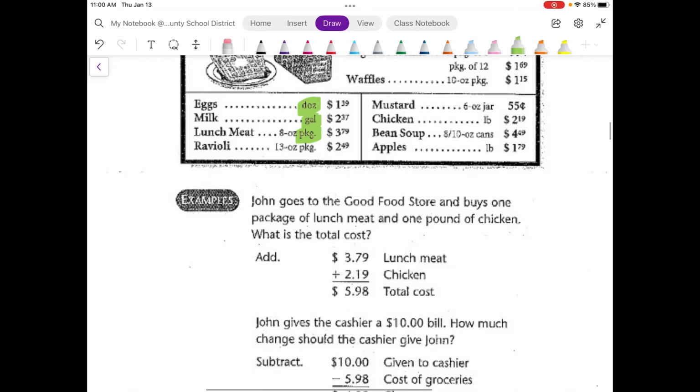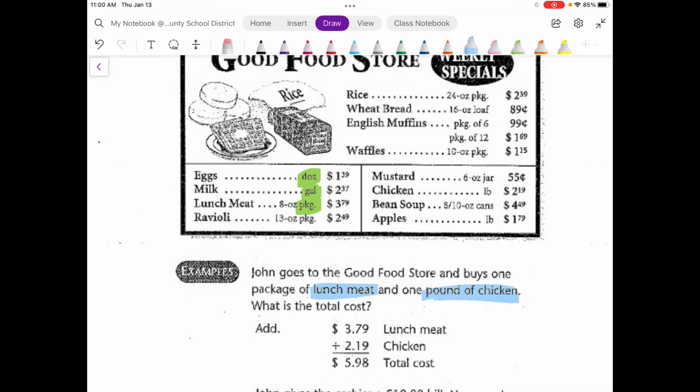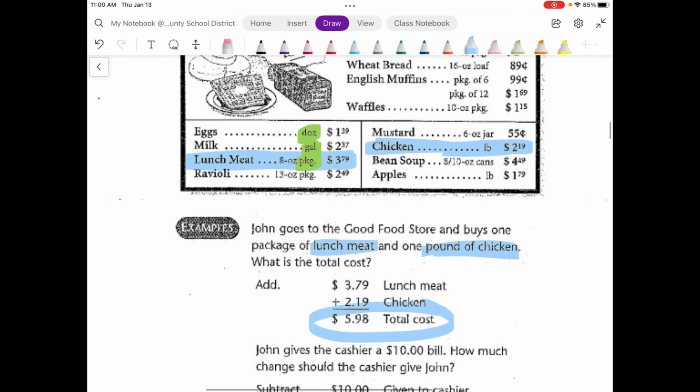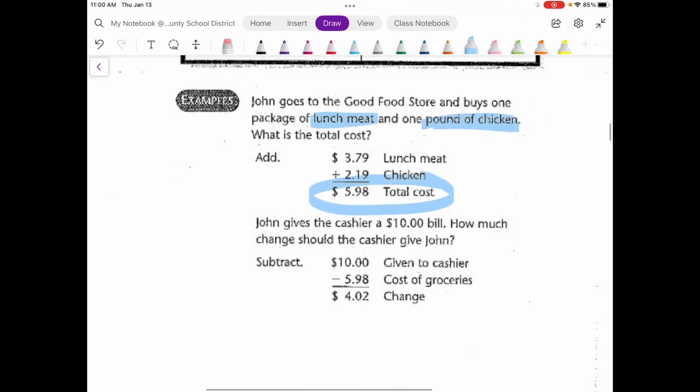So we have John here who is going to buy 1 package of lunch meat and 1 pound of chicken. So again, looking up here, we have the lunch meat is $3.79. That's right there. And then we have chicken. It's only 1 pound, so we are only doing the $2.19. So we have a total cost of $5.98. So if John is paying with a $10 bill, we would take the 10 and subtract the $5.98.